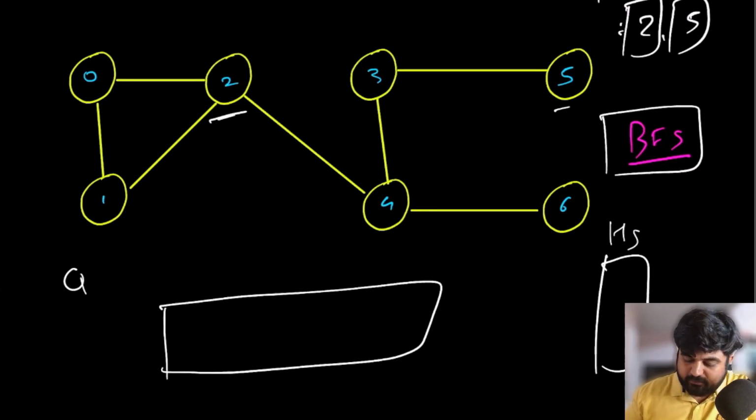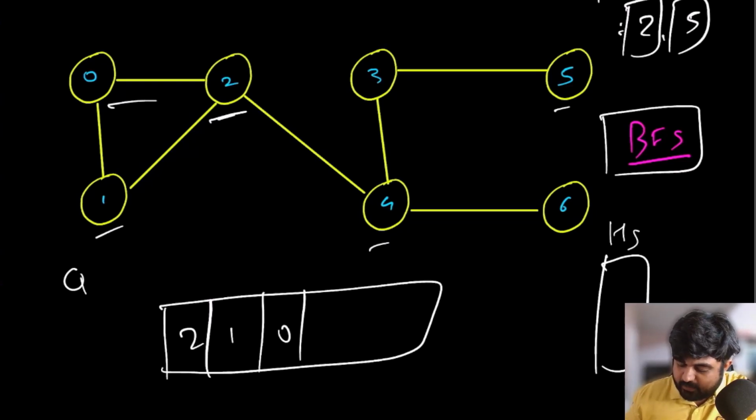Starting from 2, we add value 2 over here. Again, neighbors 1, 0 and 4. So again, add all the neighbors 1, 0 and 4. Now 5 is still not found, so keep going, pop out 2, and then again repeat the same process.